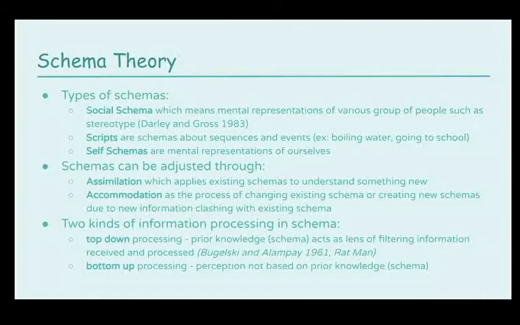So there are two kinds of information processing in schema. The first would be top-down processing. What this means is that your prior schema, your prior knowledge, acts as a lens filtering the information that you have. In this way, your information is filtered through the lens of your previous information. A study that supports this would be the study by Bransford and Johnson in 1961 about Ratman.